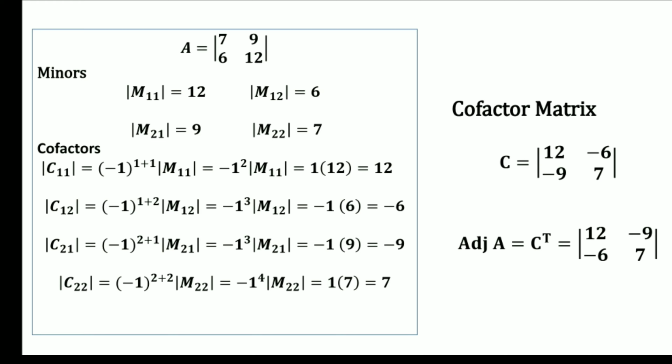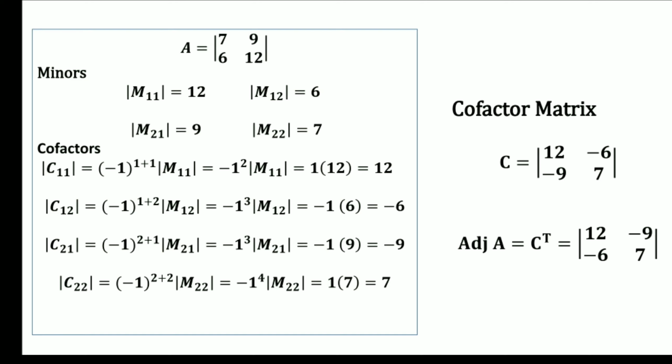So here the minors are, by crossing the row and column corresponding to the first element, equal to 12. In the same way, the second minor is equal to 6, the third minor is equal to 9, and the fourth minor is equal to 7. And corresponding to the minors, we want to calculate the cofactors of the given matrix.